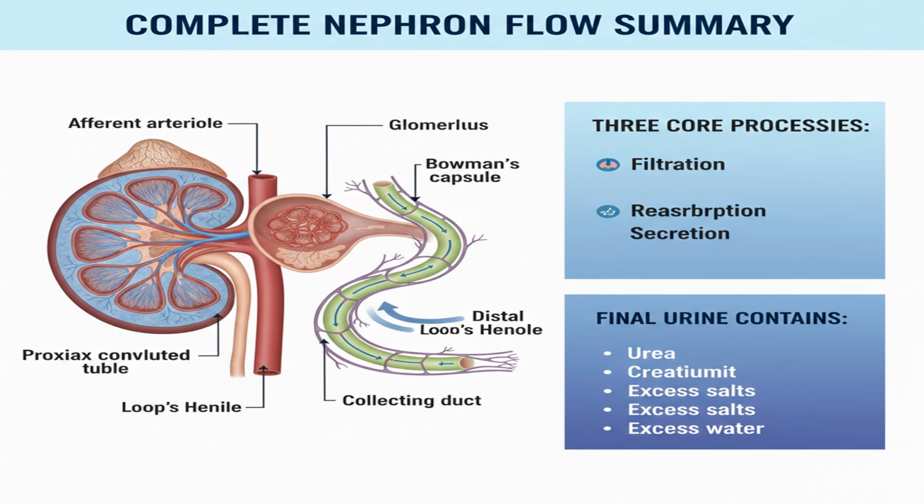Now let's revise the entire path. Starting from the afferent arteriole, then glomerulus, then Bowman's capsule, then proximal convoluted tubule, then loop of Henle, then distal convoluted tubule, and last the collecting duct. The three core processes involved were filtration, reabsorption, and secretion. The final urine contains urea, creatinine, excess salts, and excess water.